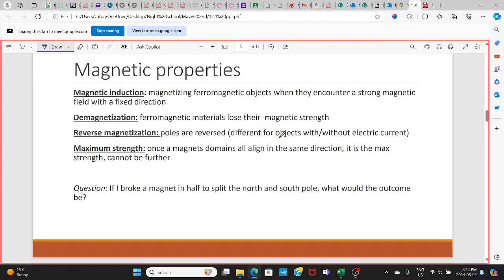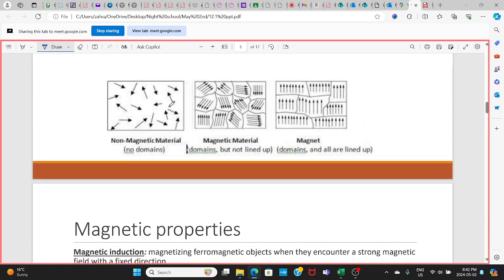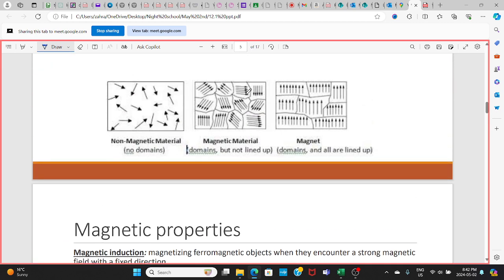Now we have some magnetic properties. So we have magnetic induction: magnetizing a ferromagnetic object when it encounters a strong magnetic field with fixed direction. Okay, what does it mean? Now, ferromagnetic objects, as you see these fields, we have those domains, right? If you put a strong magnetic field here, it will force this region to align in that direction and make them like a magnet.